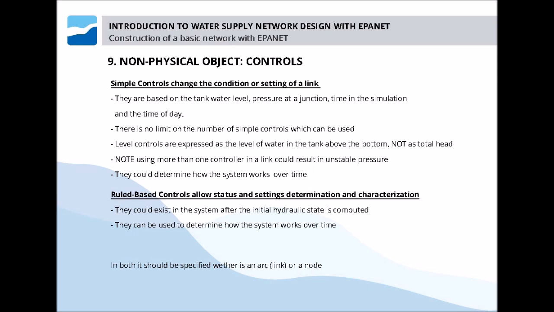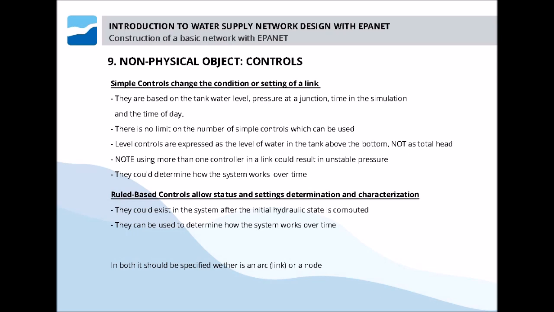Controls specify the behaviors of selected lines as a function of time, tank water levels and pressures at specific points in the system. There are two types of controls: simple controls and rule-based controls. Simple controls are based on the tank water levels, pressure at junctions, times in the simulation, and times of the day. There is no limit on the number of simple controls.